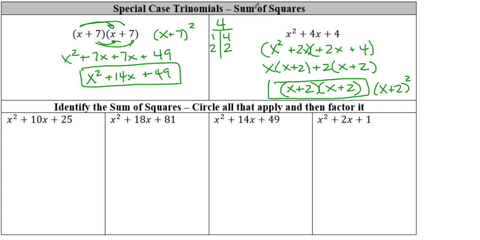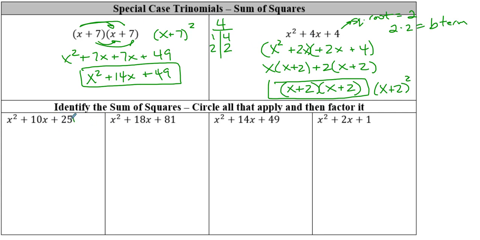When you have a sum of squares, one thing you can look for, and you can ask yourself this, is the square root of my c term. What is the square root of my c term? That is 2. Then 2 times 2, does that equal my b term? And it does. So if you are looking at your quadratic trinomial and you say, if I were to square root my c term and then multiply it by 2, does that equal my b term? And if it does, then you have a sum of squares.